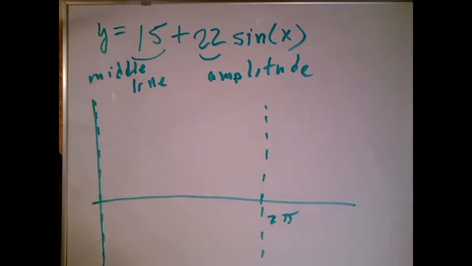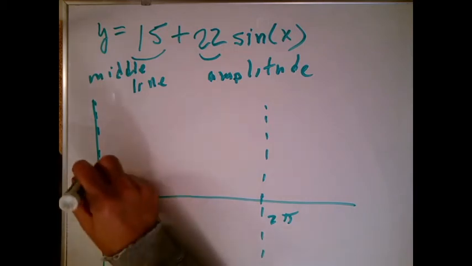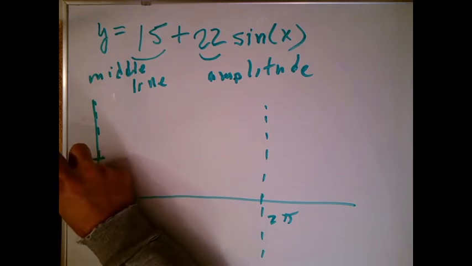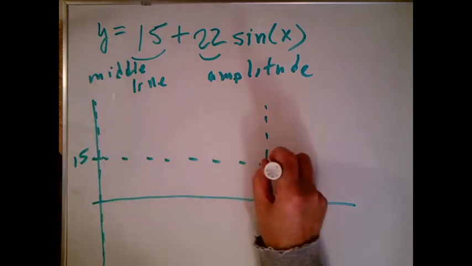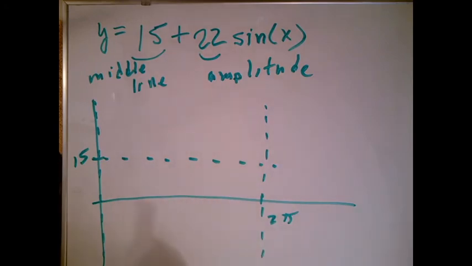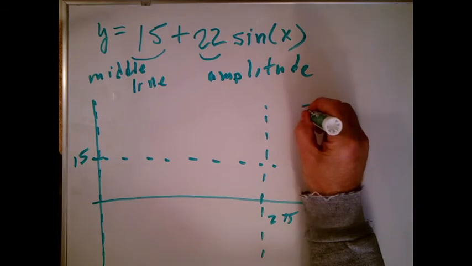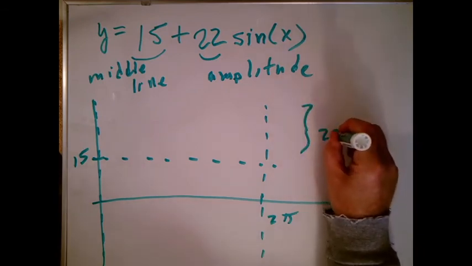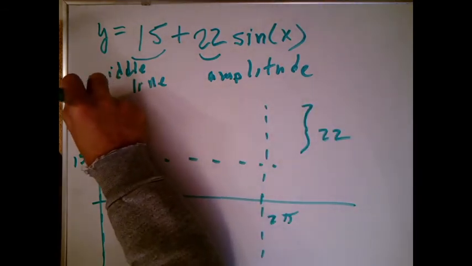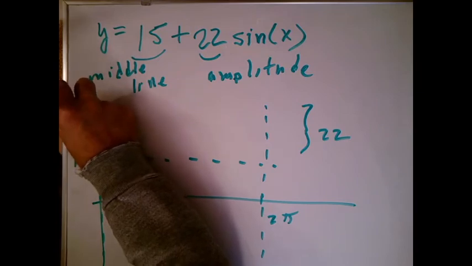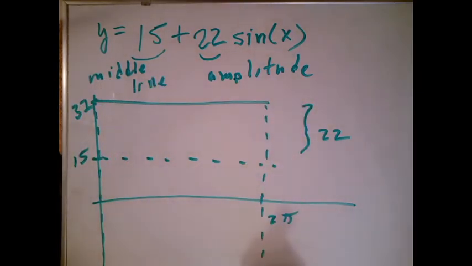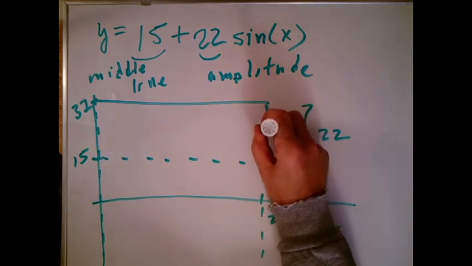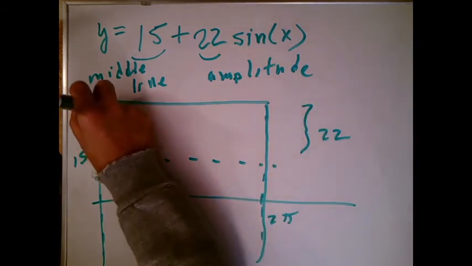I know that the middle line is going to be at 15, which I'm going to put right about here. Now, that's not technically part of the graph, so I'm just going to draw the middle line that looks like that. Now, the amplitude is the distance between the middle and the top, right? So over here, I'm going to put 22. On the very top, I'm going to put 37 because that's actually where it hits. And I'm trying to draw the frame, so there's the top part of the frame. Here's the right-hand side. Here's the left-hand side.